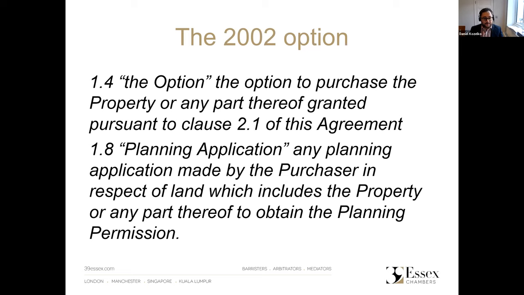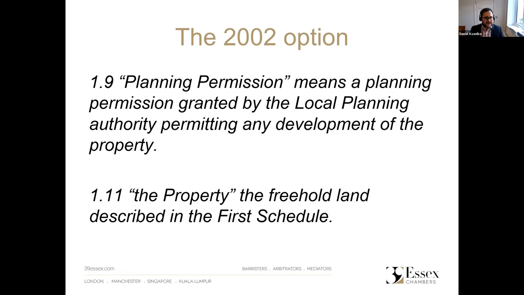and the definition of planning application here. And you'll see here the use of the term planning permission. And then clause 1.9, which is the crucial one. Planning permission means a planning permission granted by the local planning authority permitting any development of the property. And what people may see there is a lot of the language that we expect to see in planning law. So there's a reference to the local planning authority, and there's a reference to the word development. And it's the interpretation of that particular word that really mattered here.